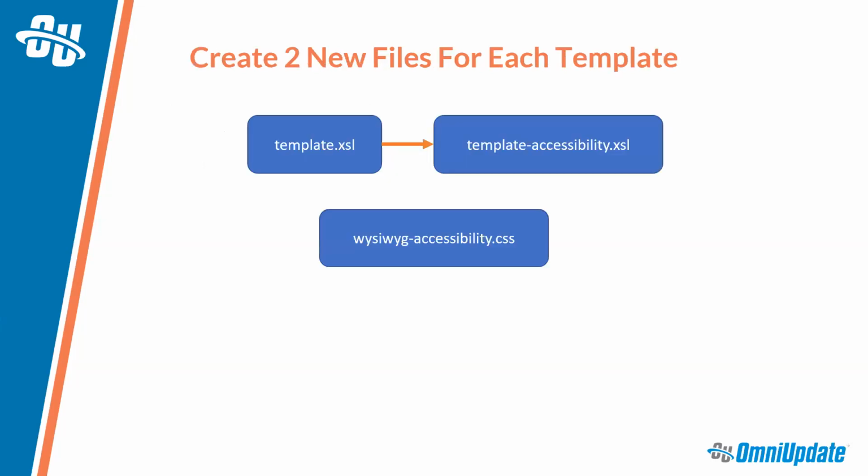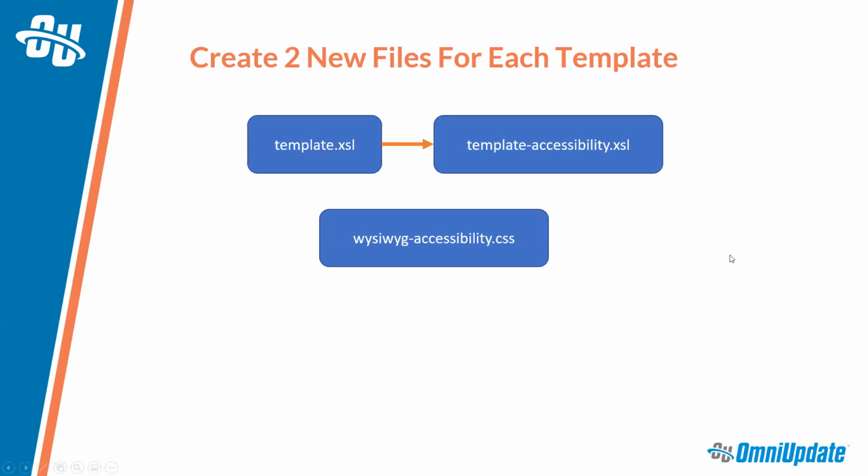So in the process, basically, we're going to create two different files. For each template that you have, for each different type of page, maybe an interior page or a home page, each of those will have its own XSL. So we're going to make a copy of that XSL to make the accessibility version of it for the preview. And then we're also going to create our own custom WYSIWYG CSS file that we'll use just for the preview. All right, with all that being said, let's jump into my sandbox here.